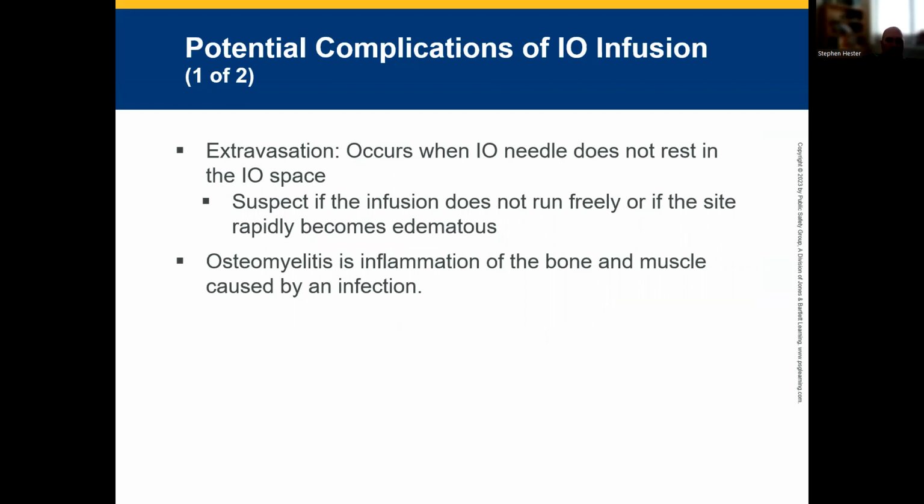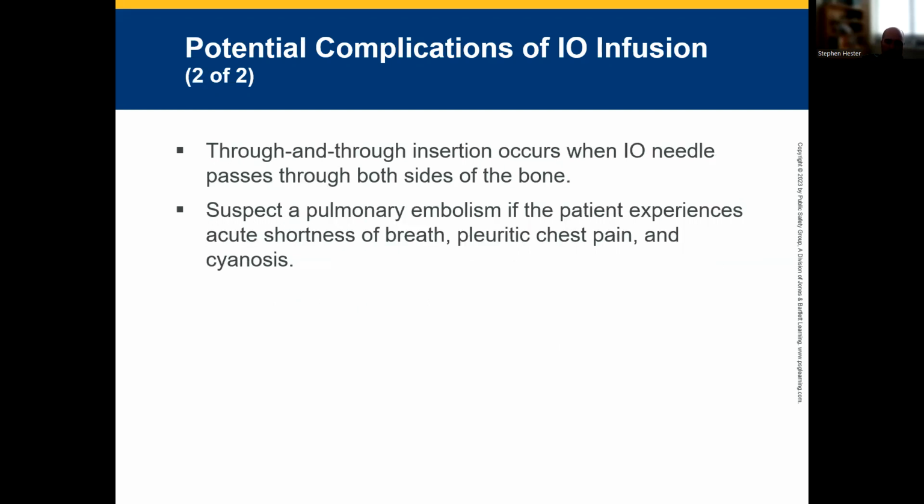All right, some complications with IO. The needle can come out of the bone and not rest in the IO space. The infusion does not run freely, and the site rapidly becomes edematous. So you'll see a whole lot of fluid accumulation around the site, especially in the posterior area, so be mindful of that. Osteomyelitis is inflammation of the bone and muscle caused by an infection. Also suspect a pulmonary embolism if the patient experiences shortness of breath, pleuritic chest pain, and cyanosis.